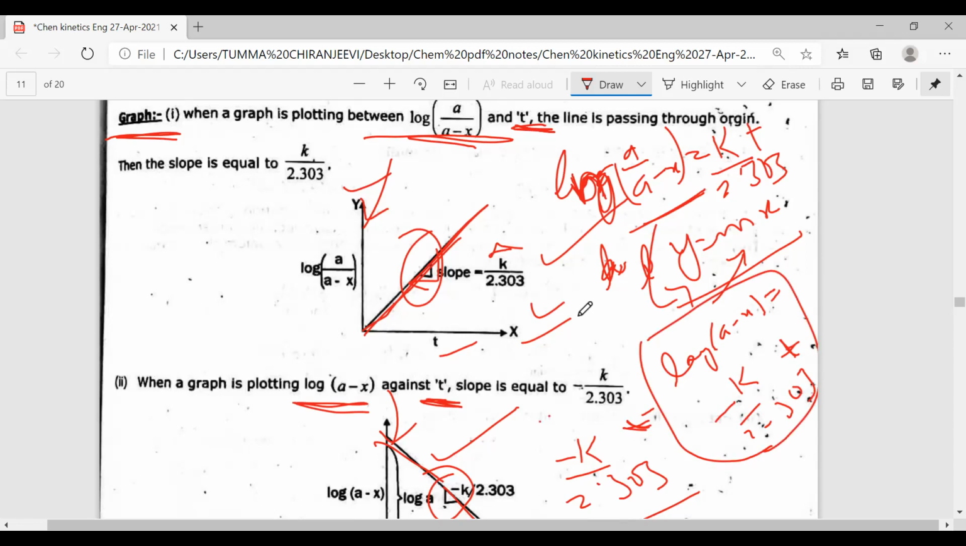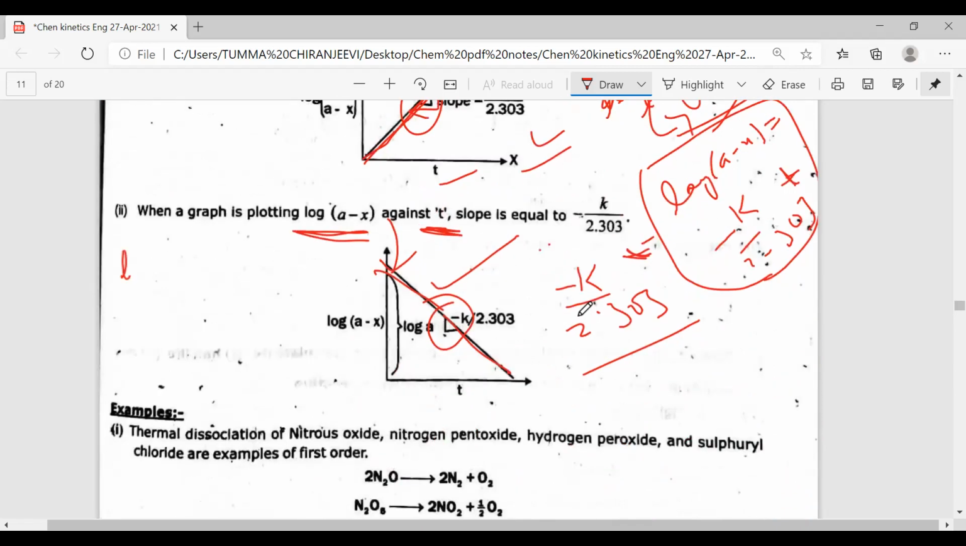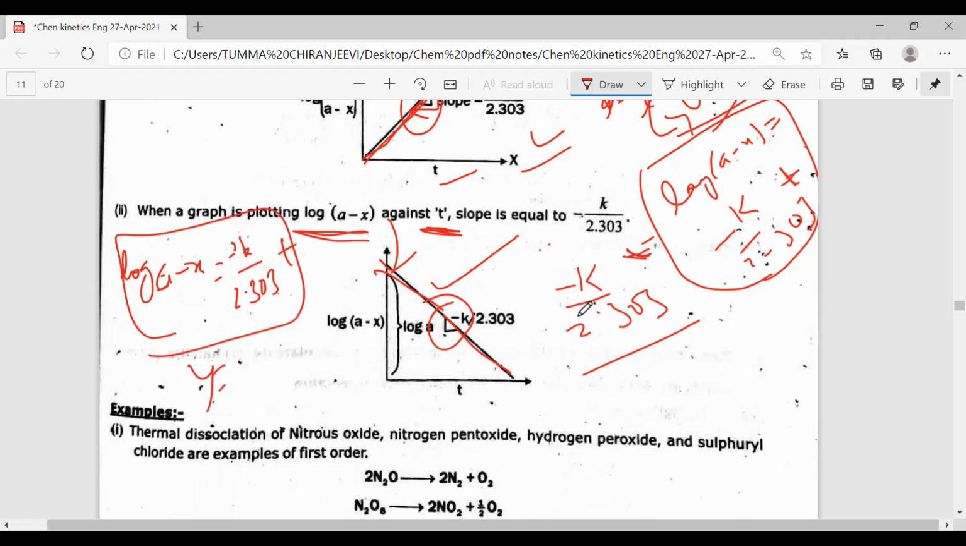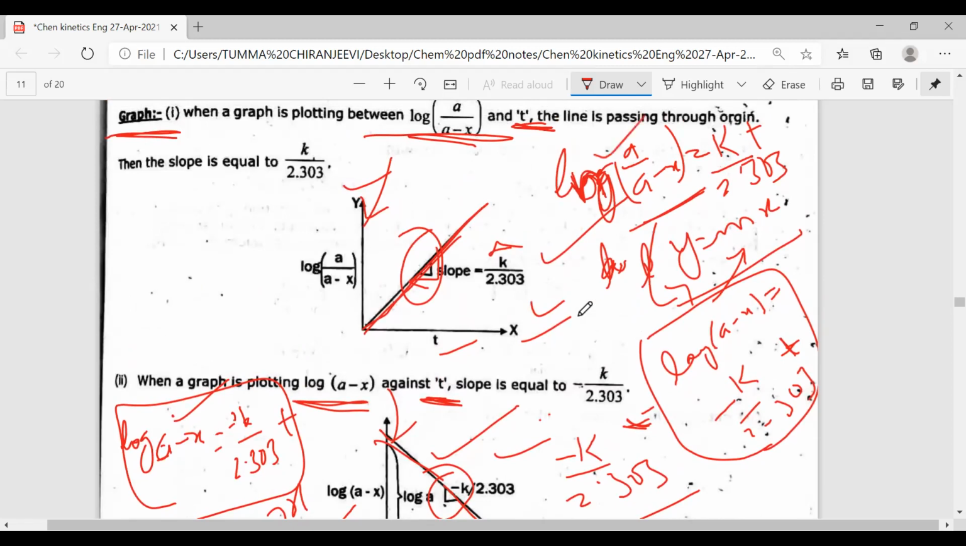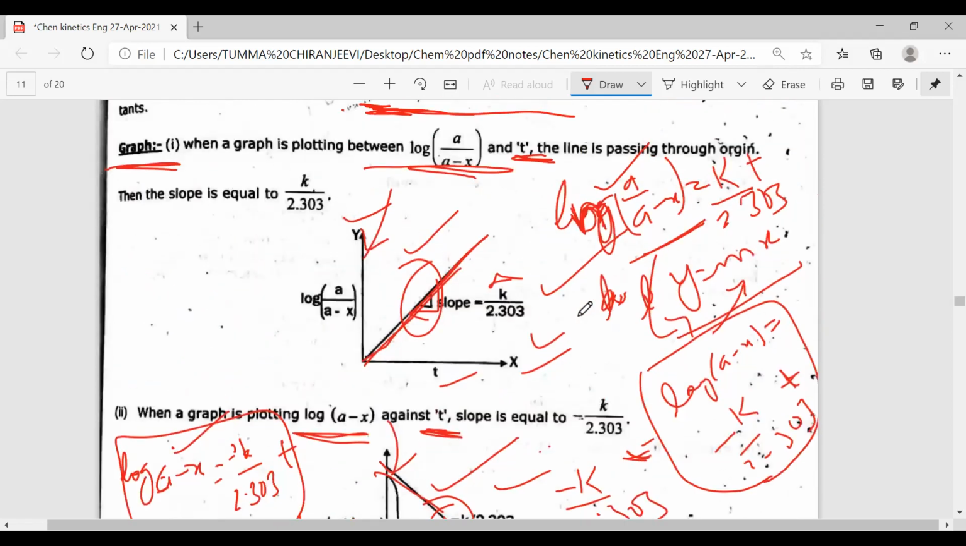Now the second one. What is the equation? The equation is log a minus x is equal to minus K by 2.303 t. Since it is y is equal to minus mx, the graph looks just like this. By using this equation, you can draw the graph and get this type of graph. So this is about the graph.